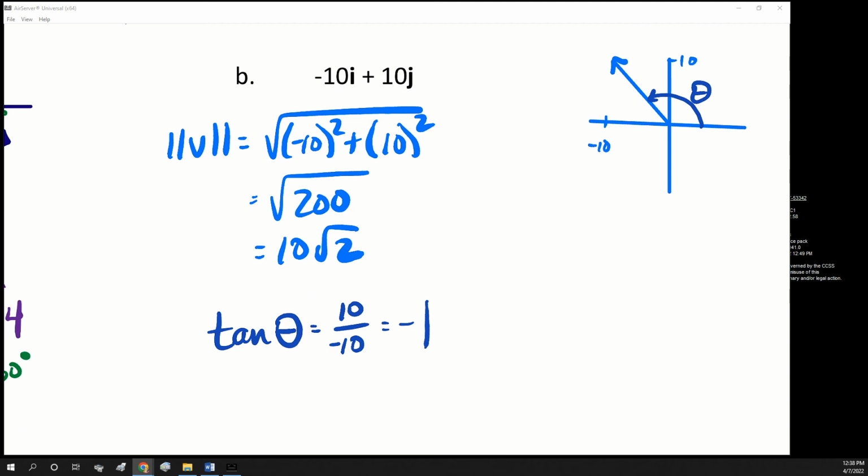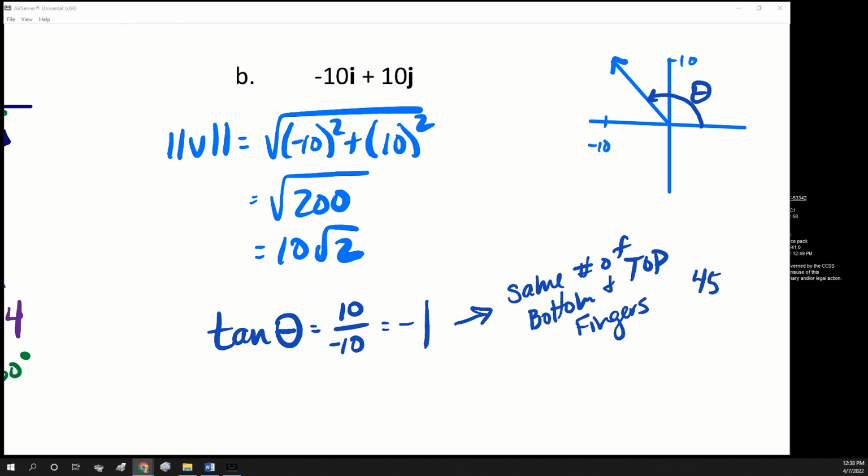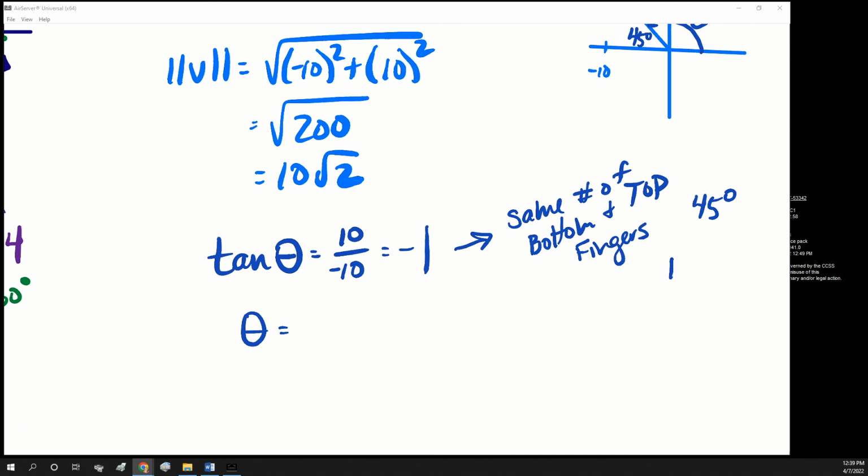So what does that mean for the hand trick? Yeah, it's going to have to be the middle finger, because you have to have the same number of bottom and top fingers. So that's 45 degrees. What that means is this is 45 degrees, the reference angle. So what's theta? Or what would you do to find theta? Right. So that's 135 degrees.